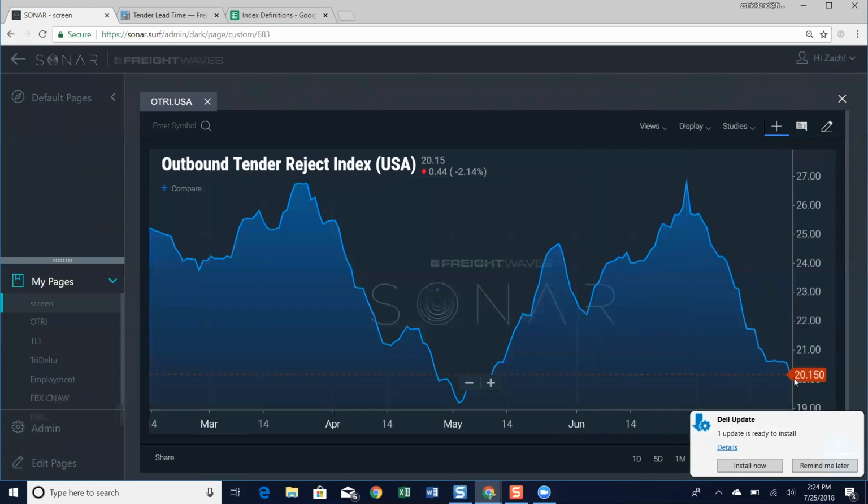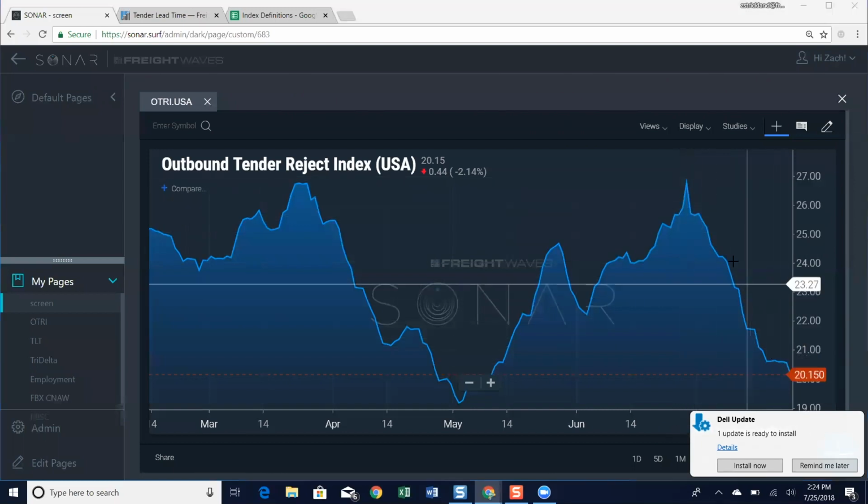Right now, we're sitting at about 20.15% rejection. I don't think I finished my definition of tender rejection earlier. If a carrier gets 2 load requests from a shipper and they reject one of those, you have a 50% tender rejection index. So they're rejecting about 1/5 of the loads they're getting across the country at this point. It looks like it hit a yearly high at the end of June, and then fell off in the last couple of weeks.